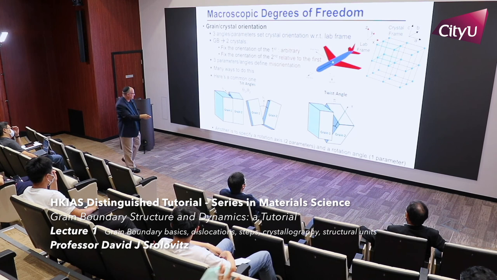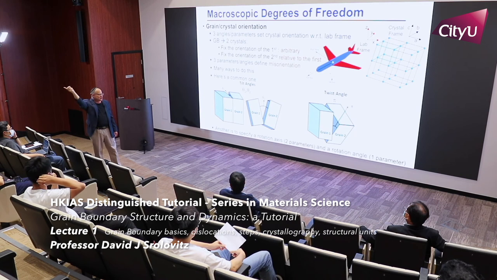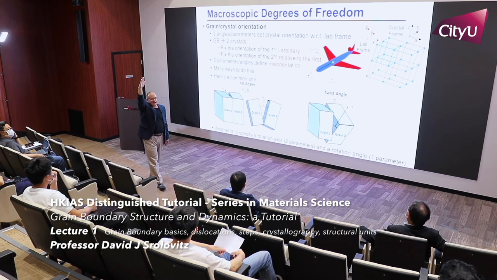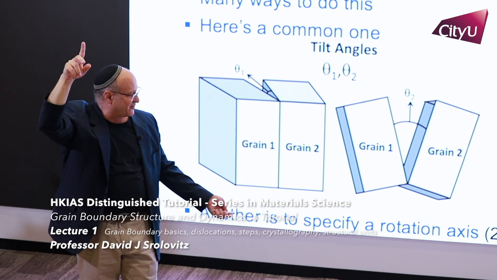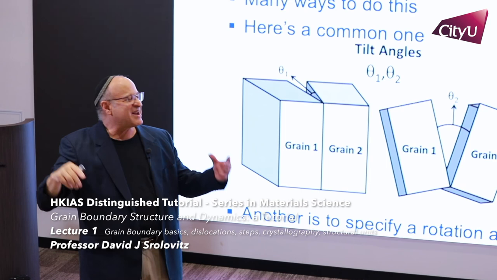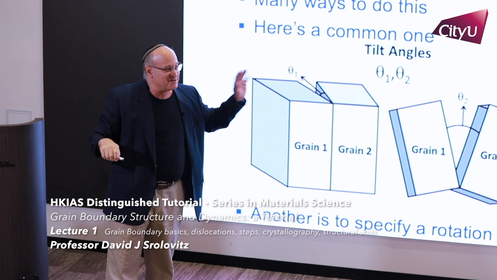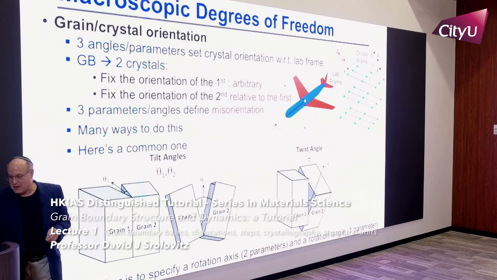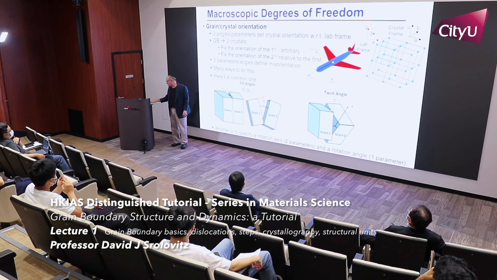Okay, another way of doing it is you can specify a rotation axis. And it could be in any orientation. If I specify that axis, it's a direction in space. And since it's just a direction, it doesn't have a magnitude. So there are two parameters associated with the orientation of the axis, plus one extra degree of freedom, which is the rotation about that axis. Okay, so depending on how you like to do it, any of these ways of doing it is fine. And the reason I'm going through it is people use all of them. There's actually three or four more ways of doing this, which I'm not going to go through, but I just want to make you aware of them. And so there are three degrees of freedom associated with the orientation of one crystal with respect to the other.